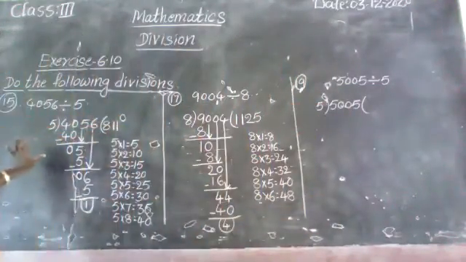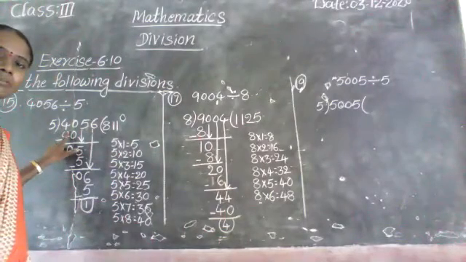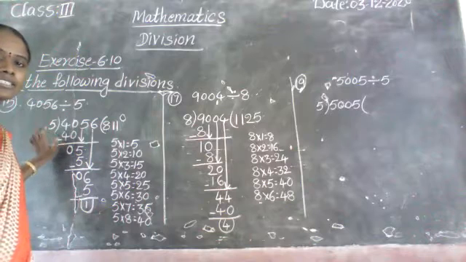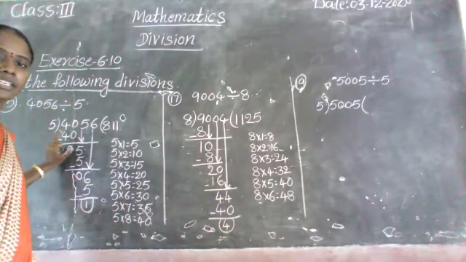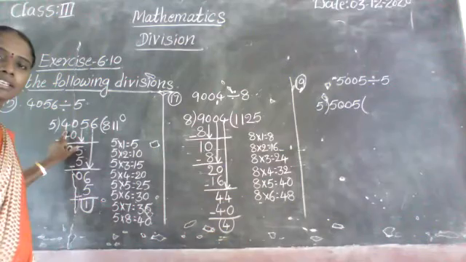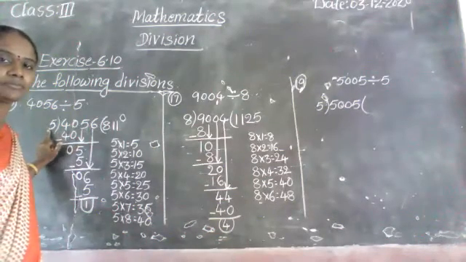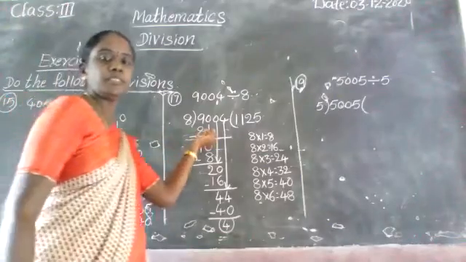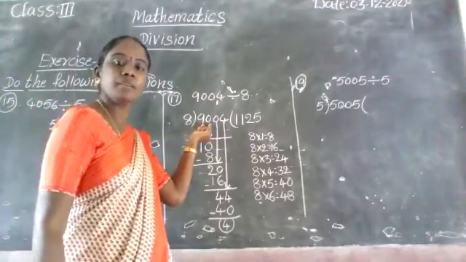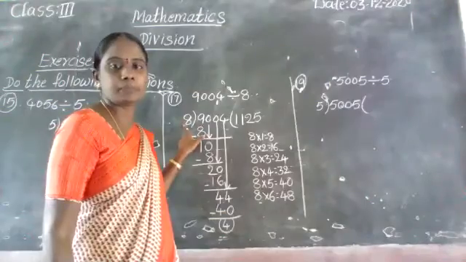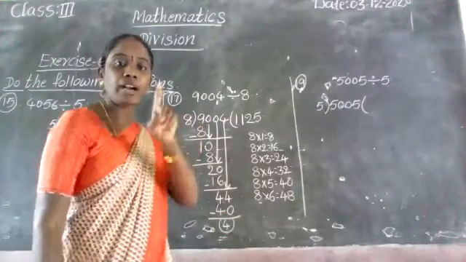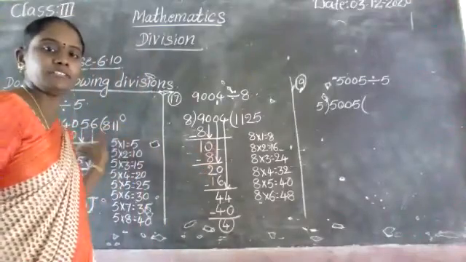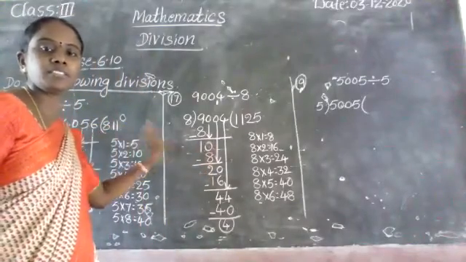See, children, in the first problem, the dividend's first number is less than the divisor. So we have to take a 2-digit number. In the next problem, the dividend's first number is greater than the divisor, so we have to take a 1-digit number. Once you compare, observe the difference between these problems, children.